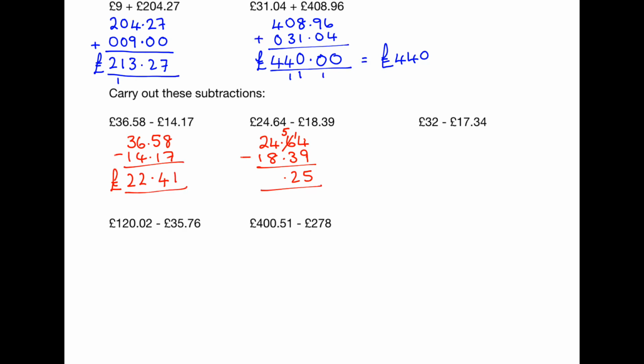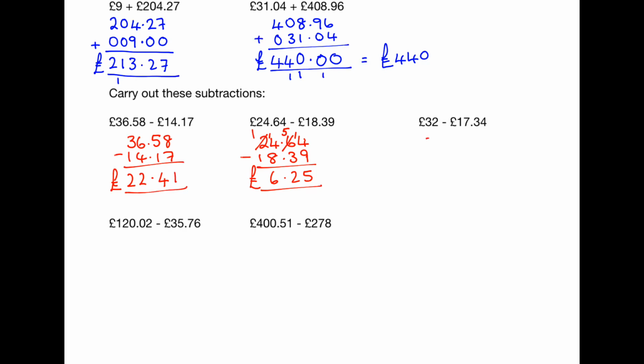4 take away 8, again, you can't do that. You're trying to take away more than you've got, so we need to borrow from the next door neighbour and add 1 on here. So 14 take away 8 is 6, and 1 take away 1 is nothing, or 0, but we don't need to put that. We can just stick our pound sign in there.